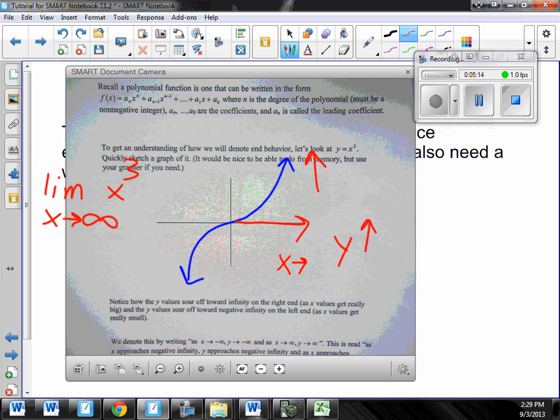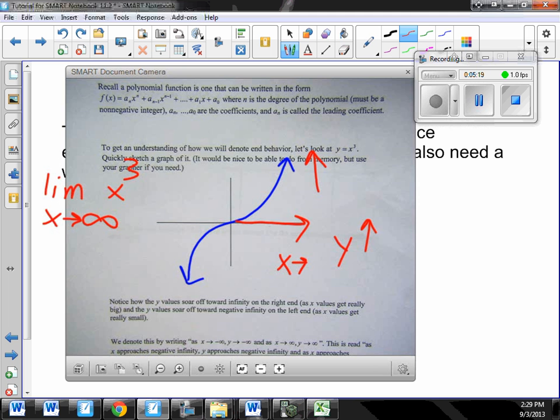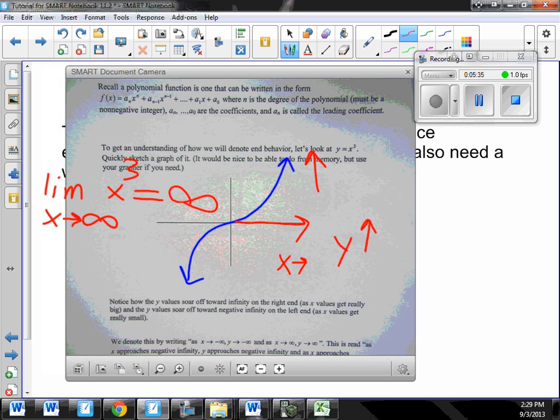So all this is saying is, the limit of this particular graph, as my x values get bigger, equals, well, where are my y values heading? Up toward infinity. So, the limit of x to the third as x gets bigger is infinity, which means as x goes towards infinity, y goes towards infinity. Okay? And then we look at the other side.